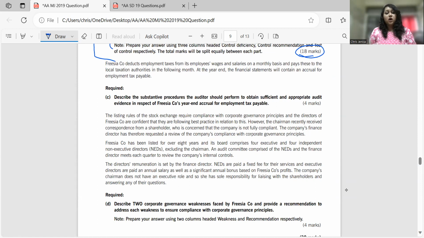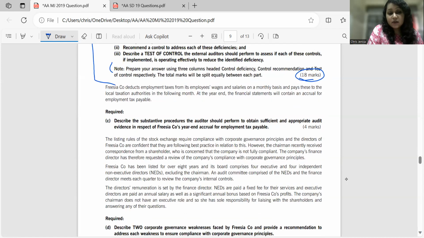Now I'm moving on to the next part, that is substantive procedures. Substantive procedures is also an area where students do not know how to score the marks correctly. So let me read the question first and explain to you how to approach the answer. Describe the substantive procedures the auditor should perform to obtain sufficient and appropriate audit evidence in respect of Frisia Company's year-end accrual for employment tax payable. So I'm going to give an answer for 4 marks.